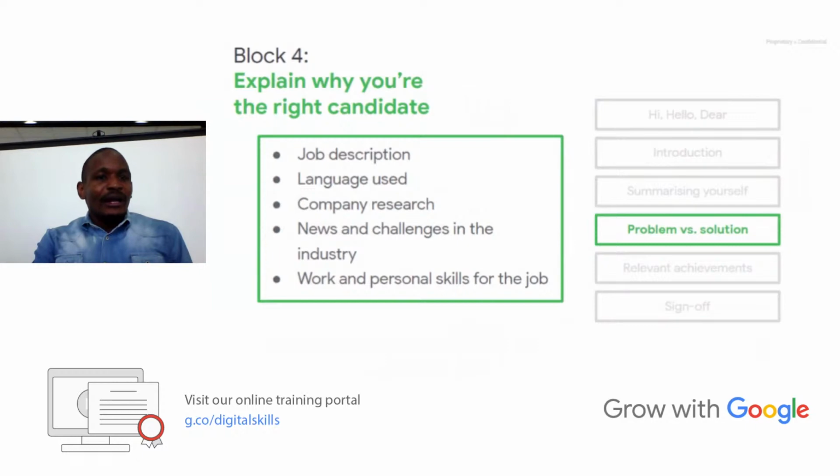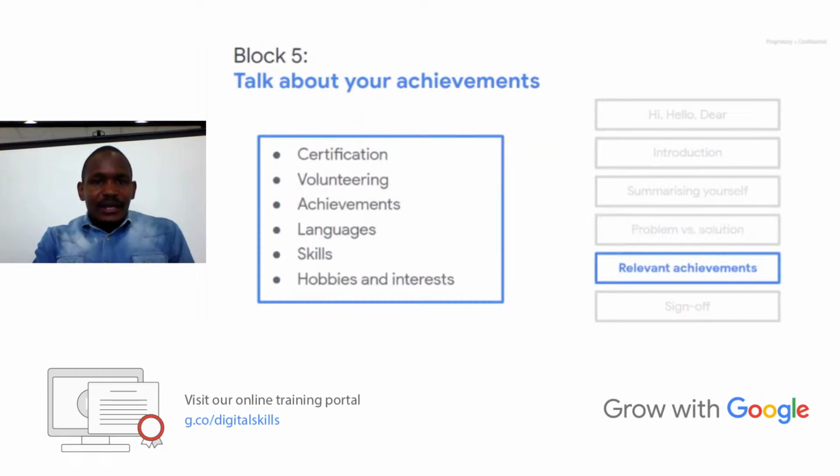And now explain why you think you are the right candidate for the job. This is very key. Always know what problem the company is looking for and what solution you are bringing to the table. So if you align these two, you shall be in a good position to get what is best for you. And to the fifth thing, talk about your achievements.